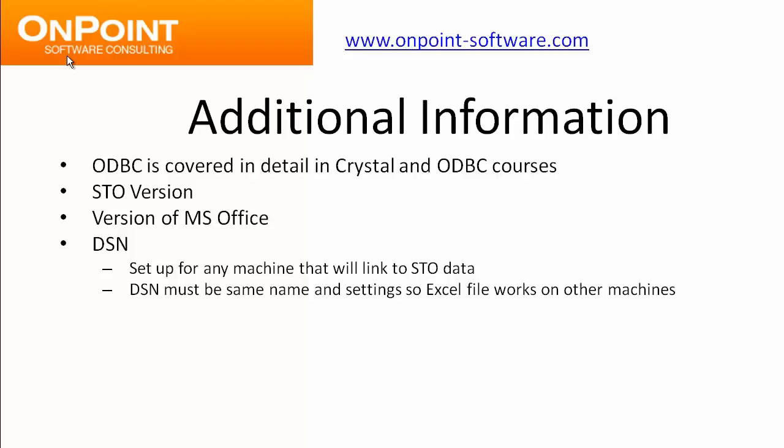DSNs. Again, we used a DSN called free. There's no magic to that word free. That's just what I chose to use. If you want to make this Access program or database available for other people, you'll have to set up that same DSN on those machines so they can link to the Timberline data. Those DSNs have to be the same name and have the same settings so that these files will work on the other machines.